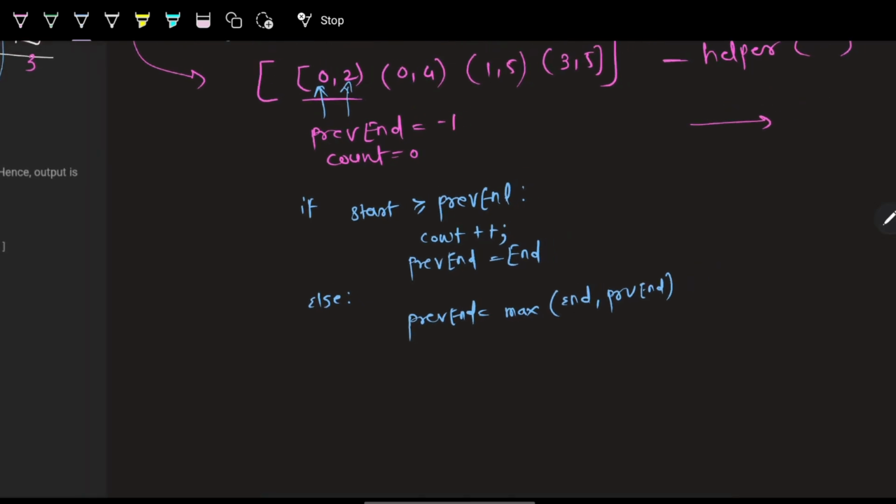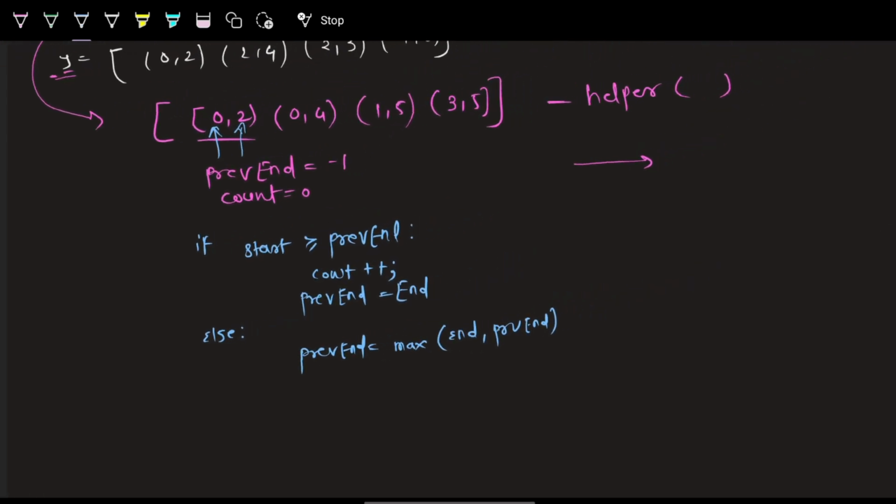This is my intuition for this problem. So I will iterate over this. Previous end is initially -1, and I am here at 0. I am just checking: is my start greater than or equal to it? Yes, it is. So now my count will be updated by 1. Correct. And my previous end will become the end. What is my end? 2. So my previous end is now 2.